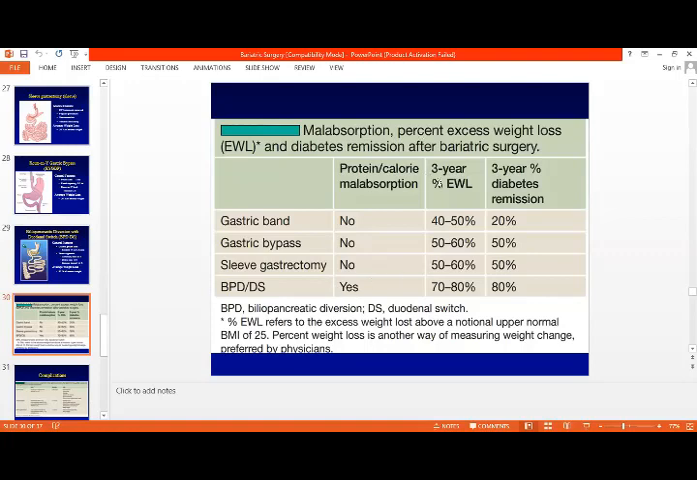3-year excess weight loss percentage, if you see, it is in gastric banding around 40, gastric bypass 50 to 60, sleeve gastrectomy 50 to 60, but this biliopancreatic diversion is around 70 to 80%. Same is diabetes. With biliopancreatic diversion, 80% of people will have cure of the diabetes. It is remission of the diabetes, but in these 50%. So they actually act good on the metabolic syndrome as well.